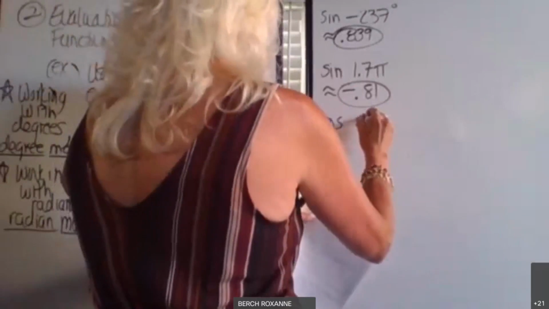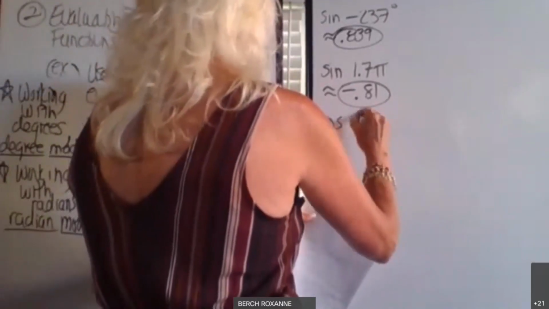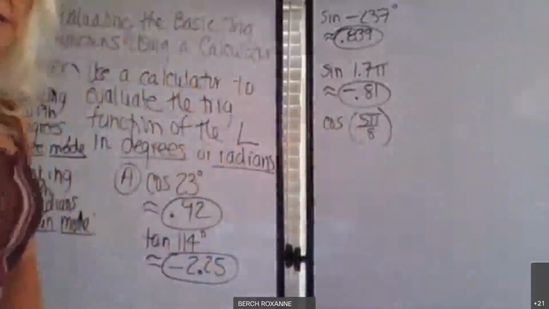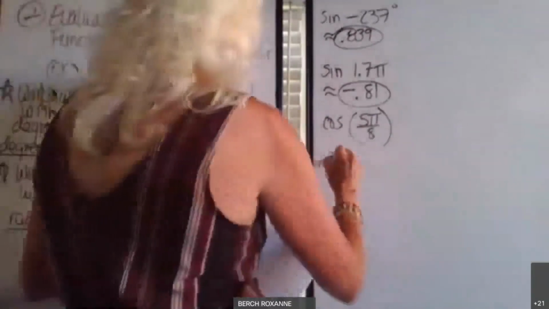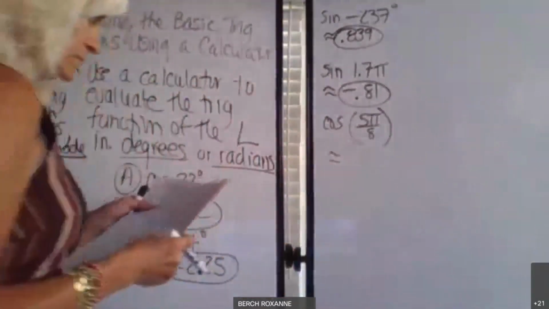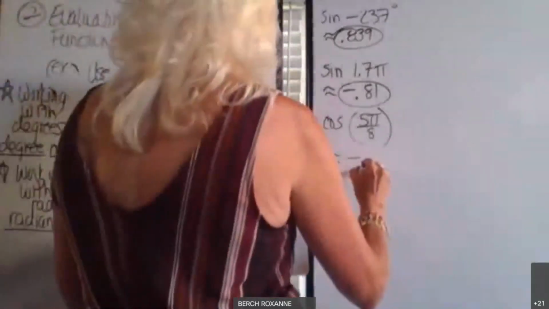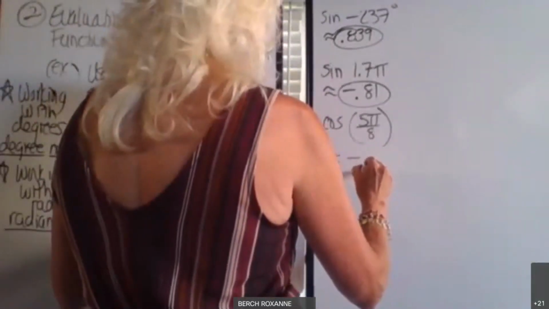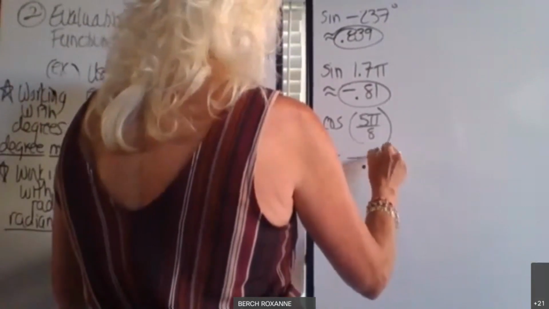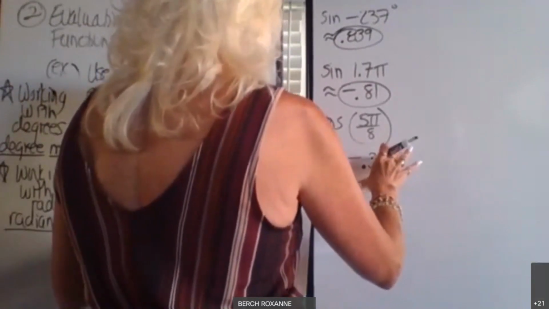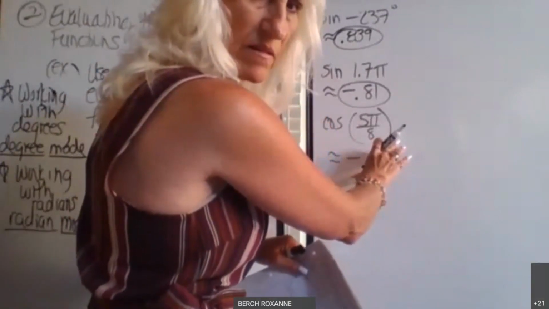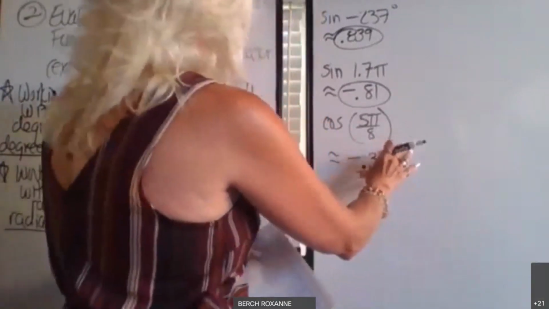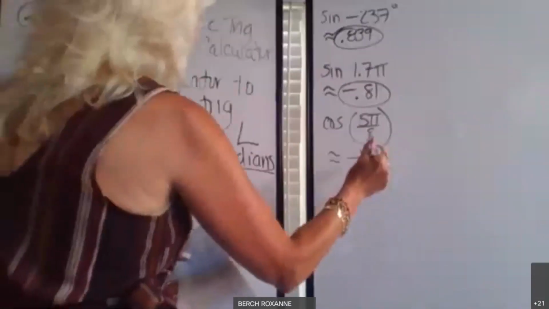Cosine of 5 pi over 8. That's not degrees, so it is radians. So make sure you're in radian mode. What do you get for that one? Five times pi divided by 8. I got negative 0.3826.